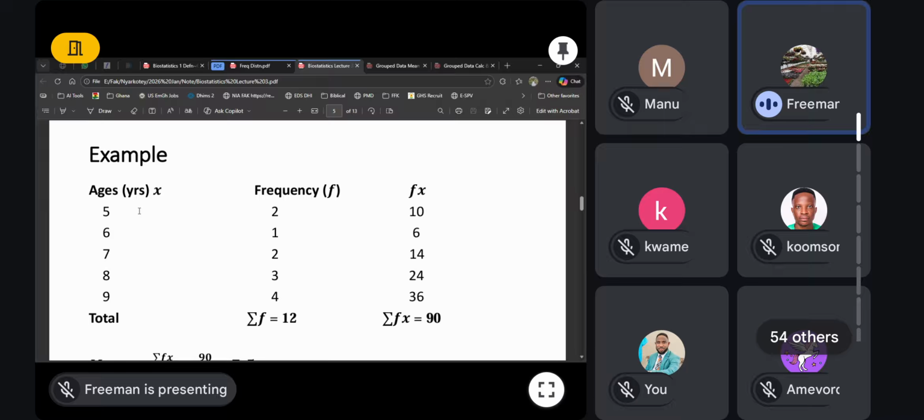It's telling you that 5 occurs, we'll add 5 twice. 6 occurs once, we'll add 6 once. 7 occurs twice, we'll add 7 twice. 8 occurs thrice, we'll add 8 3 times. 9 occurs 4 times, we'll add it 4 times.